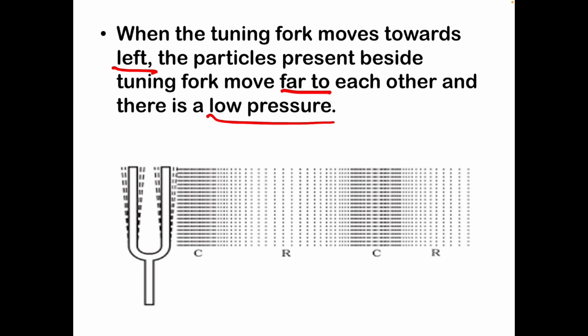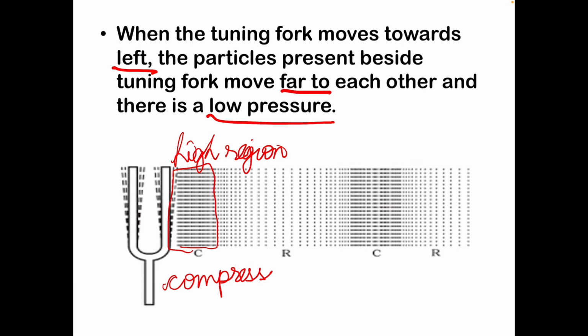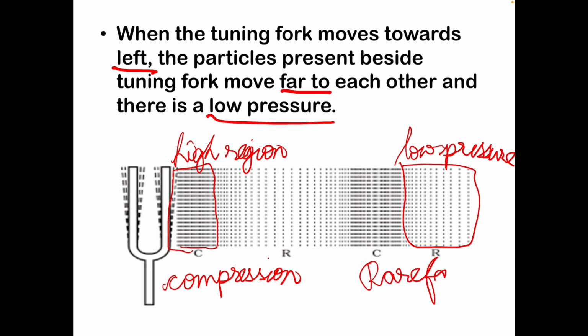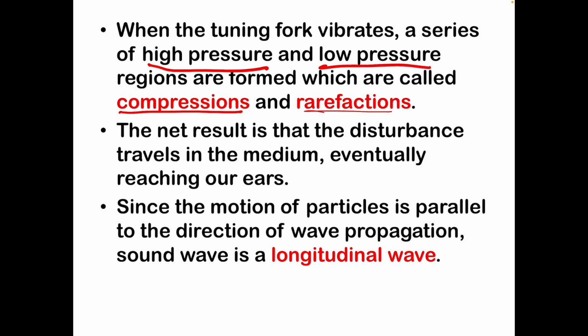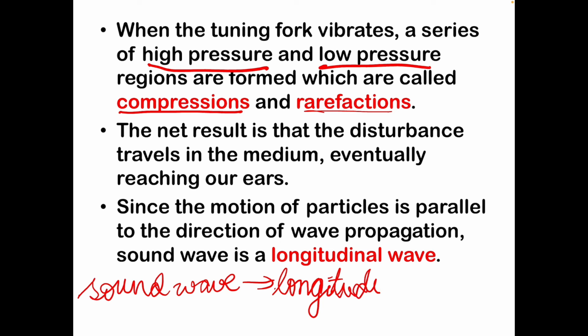In this image we can see that this region is a high pressure region, as the particles are close to each other, called compression, and in this region it is low pressure, called rarefaction. The final result is that the disturbance travels in the medium and reaches our ears. Since the motion of the particles is parallel to the direction of wave propagation, we can conclude that a sound wave is a longitudinal wave.